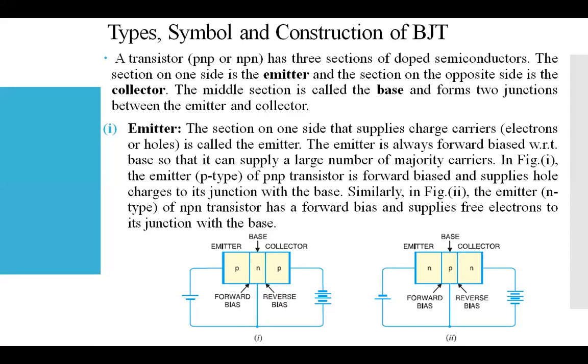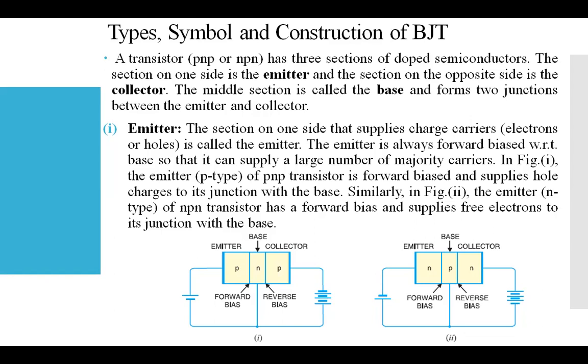Now, if you go for the specific case of the emitter given here, what is the emitter? The parameter is given here in sentence form also, and in parallel with the diagram you can understand it very well. The section on the left-hand side will supply the charge carriers, electrons or holes. That is what we call the emitter. So it supplies the charge carriers, either in the form of electrons or holes.